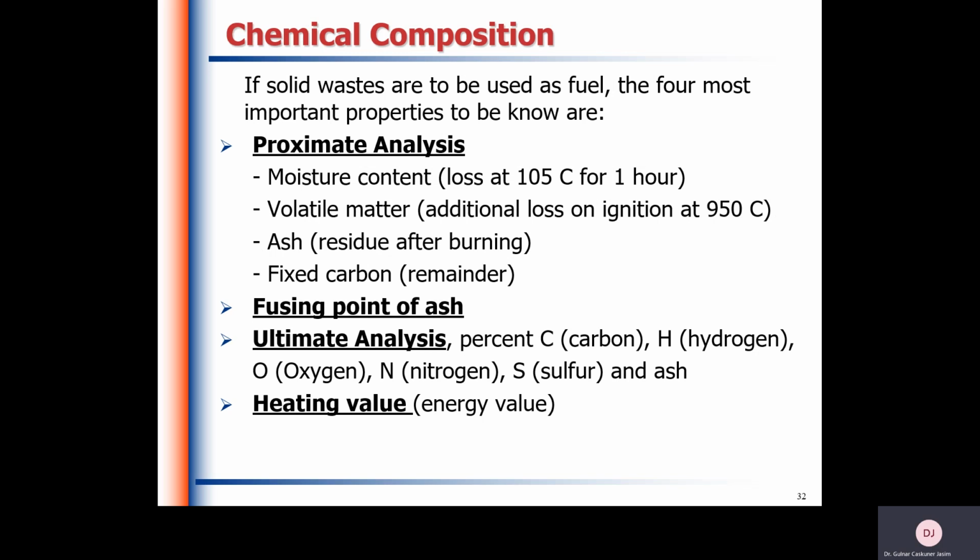Finally, I would like to end today's lecture by explaining chemical composition. If solid wastes are to be used as a fuel, there are four most important properties to be known. Proximate analysis should be done, the fusing point of ash should be identified, the ultimate analysis of percent carbon, hydrogen, oxygen, nitrogen, sulfur, and ash content should be identified, and the heating value, that means the energy value, should be known.